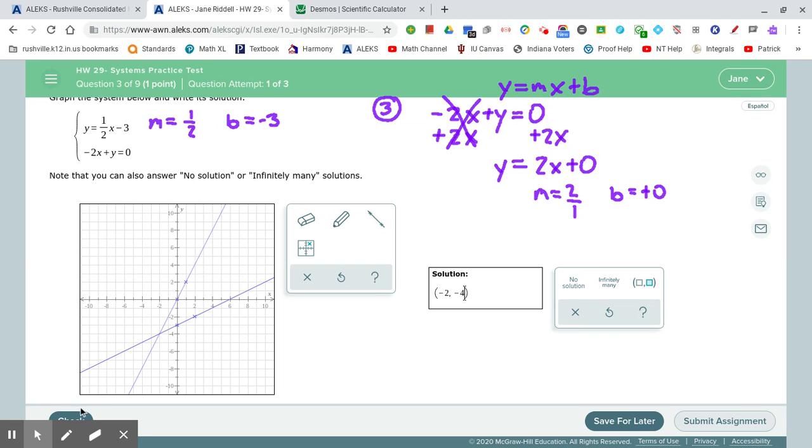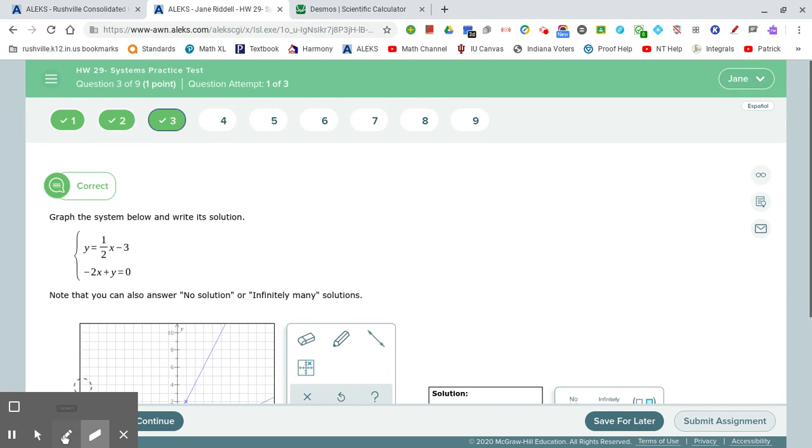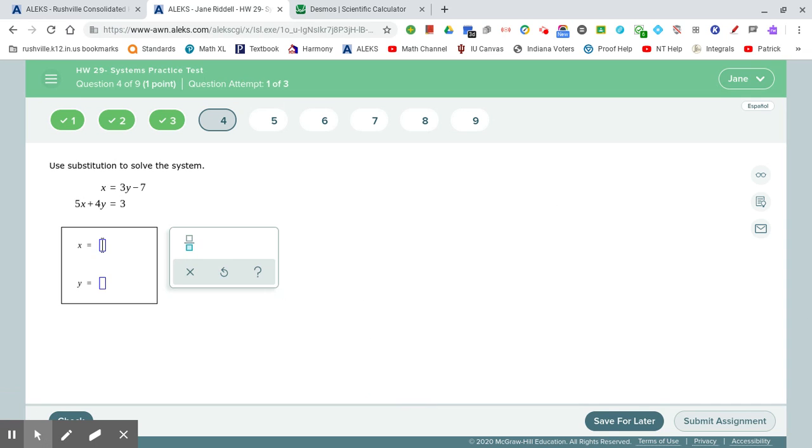And then once again, for homework, you can click check. For a test, you're just going to have to move on to the next question. If you missed it, again, please keep going until you get it right. All right, so that is graphing.